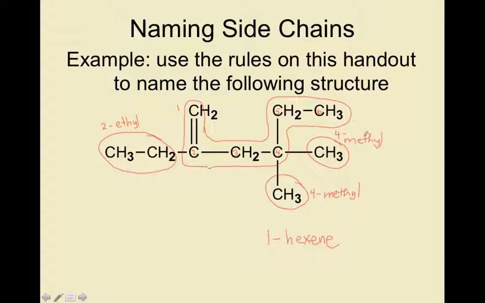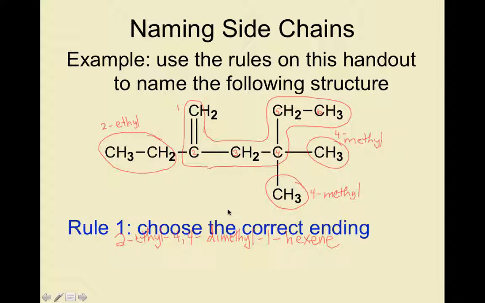Since I have 2 methyl groups, I could say 2-ethyl, 4-methyl, 4-methyl, 1-hexene, but they're the same, so I'm going to combine them. The name of this is 2-ethyl-4,4-dimethyl-1-hexene. That is a big name.